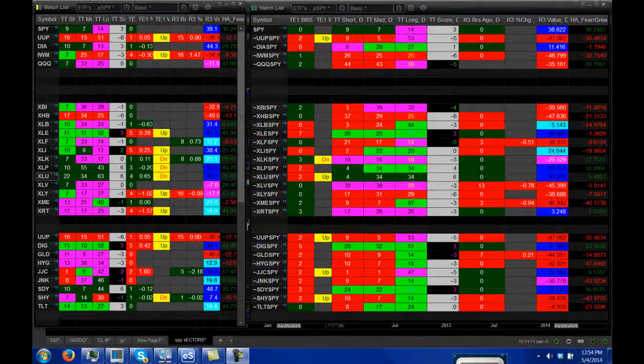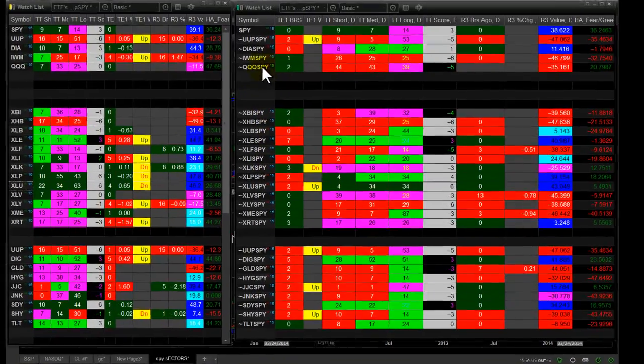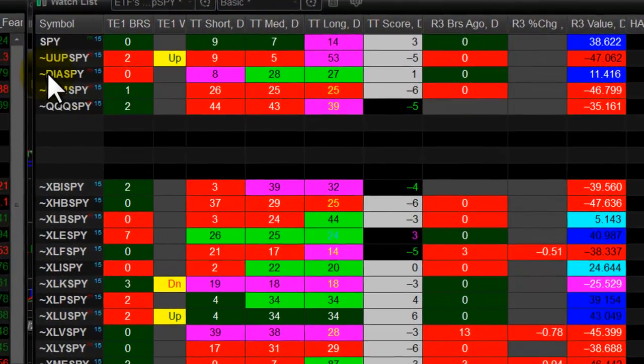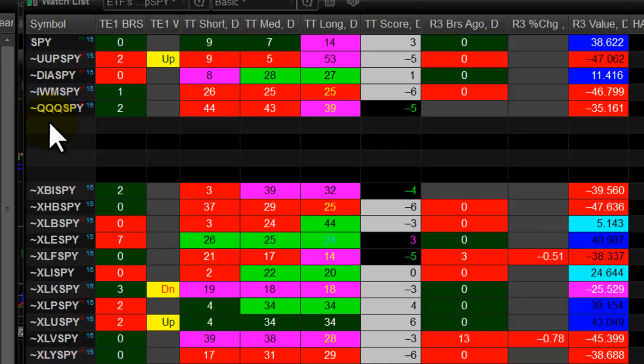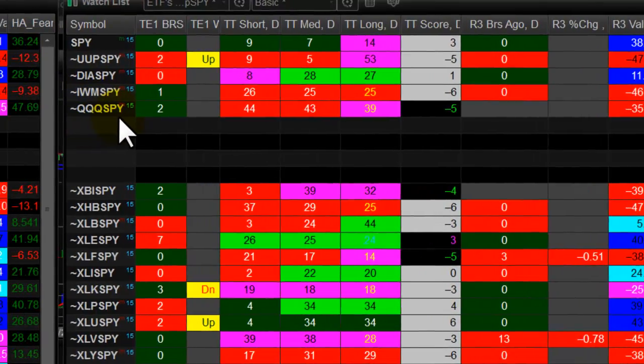For those of you unfamiliar with this, this is my eSignal watchlist designed to show me the strength of different market sectors relative to the S&P. And the way we do that is by creating these synthetic symbols based on various ETFs relative to the SPY ETF. So, for instance, here you can see I have the Dow versus the SPY, the Russell versus the SPY, the NASDAQ versus the SPY.